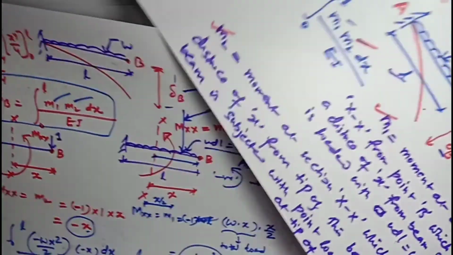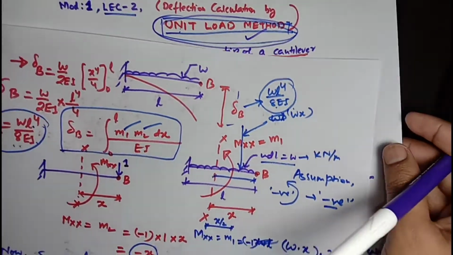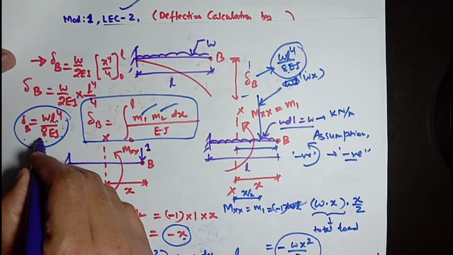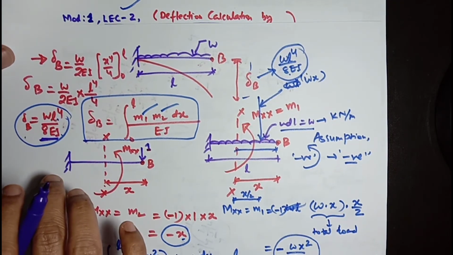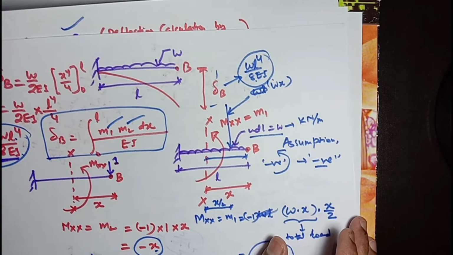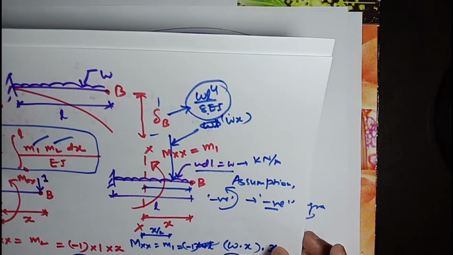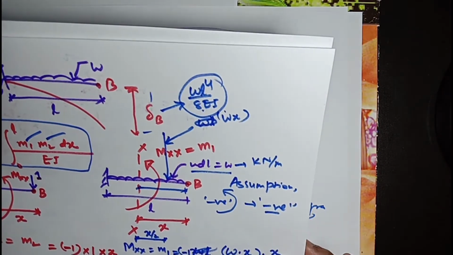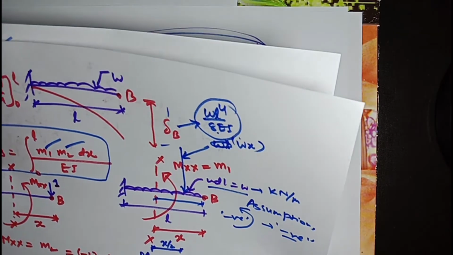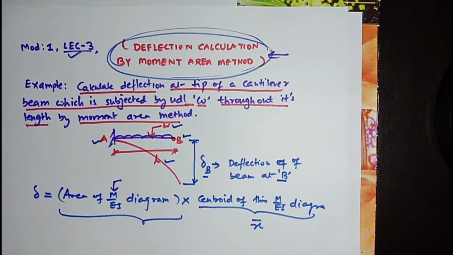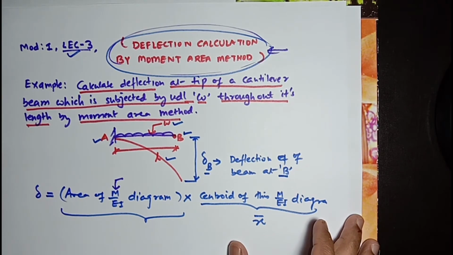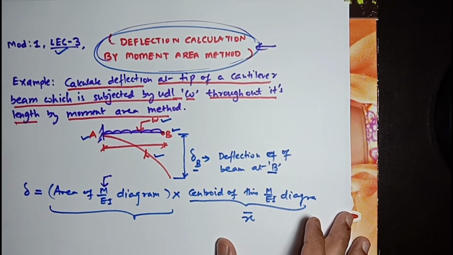The deflection value was calculated as WL to the power 4 divided by 8EI. It was the calculated value. You can go through the entire lecture to understand how we used the unit load method to find deflection at point B. Now we are going to solve this example using the moment area method. So we have to understand what the moment area method is.